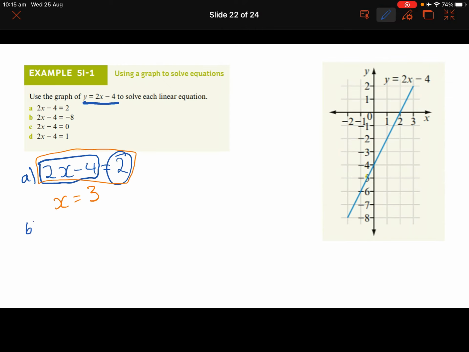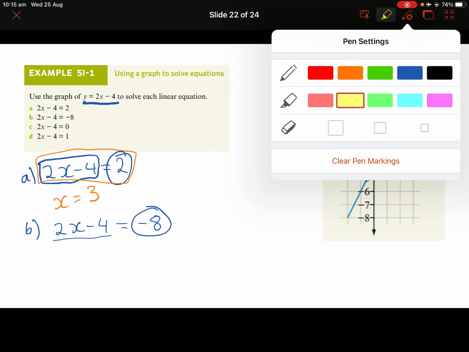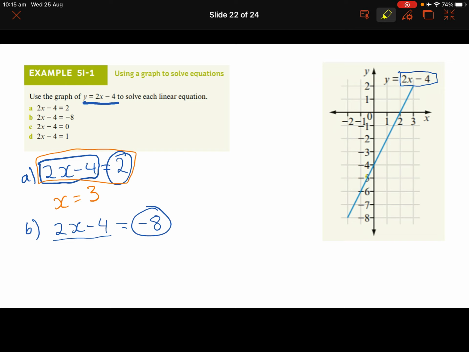All right, we've got B. So 2x minus 4 equals negative 8. Again, this is the equation of our line. So when does our line equal, when is y negative 8? So let's look at y is negative 8. Negative 8 is here, which means we need to move over to our line. So our line's over here, and we're still at negative 8. Y is negative 8, so that's good.